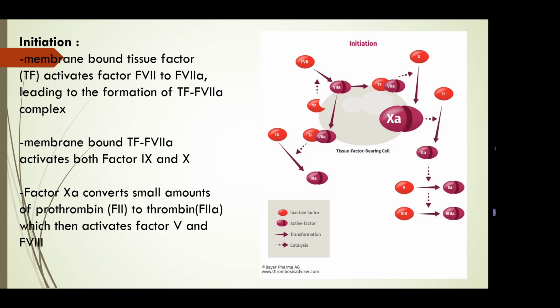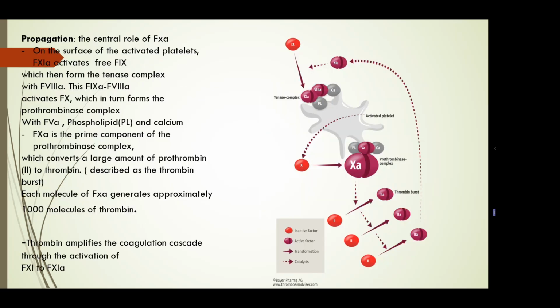Okay, so the next phase is the propagation phase. The propagation phase occurs on platelets, and it produces 95% of the total thrombin. As you can see in this diagram, at this stage a greater percentage of the thrombin that is formed in the coagulation process is generated. Okay, the central role of activated factor 10.